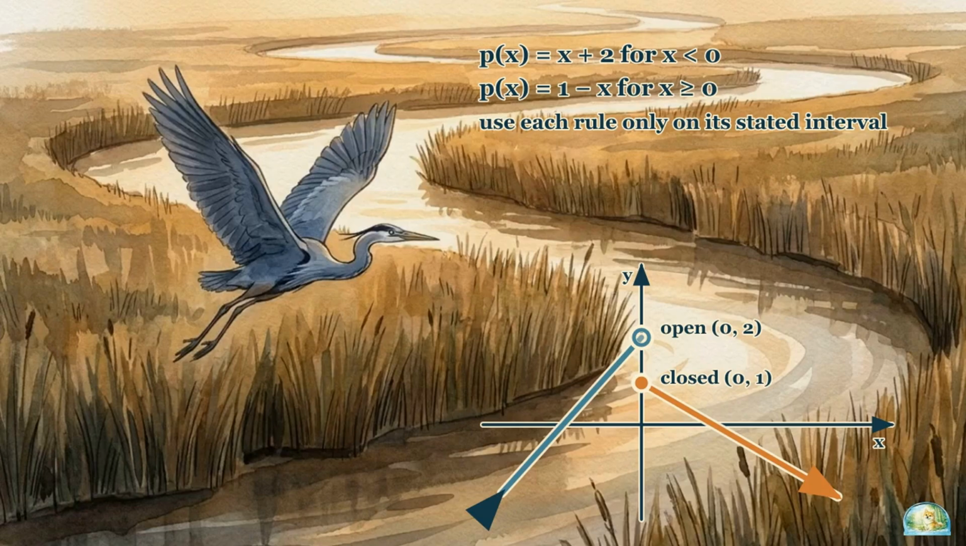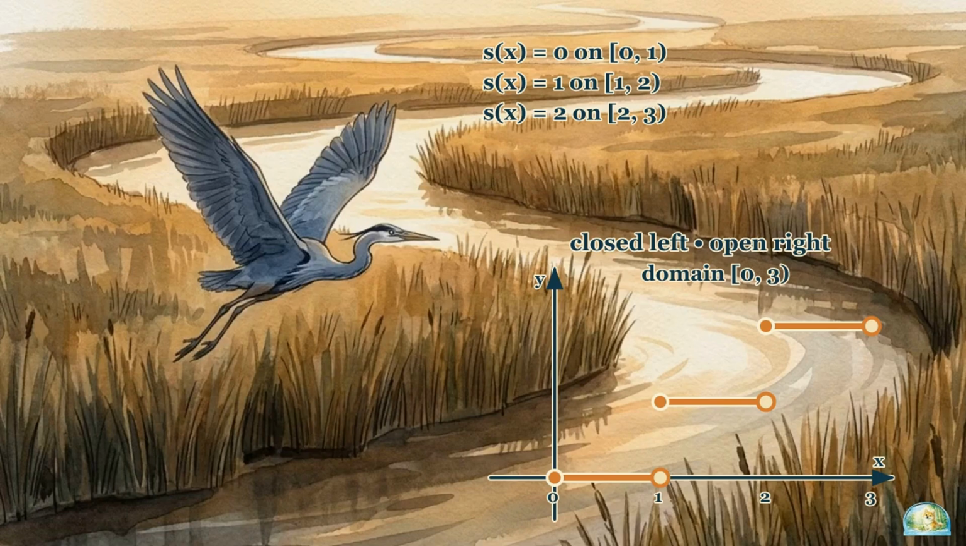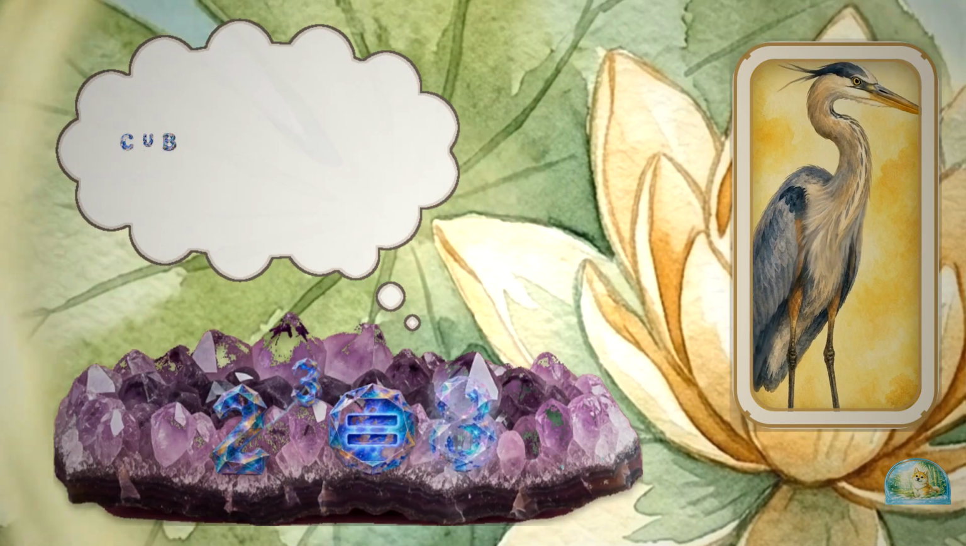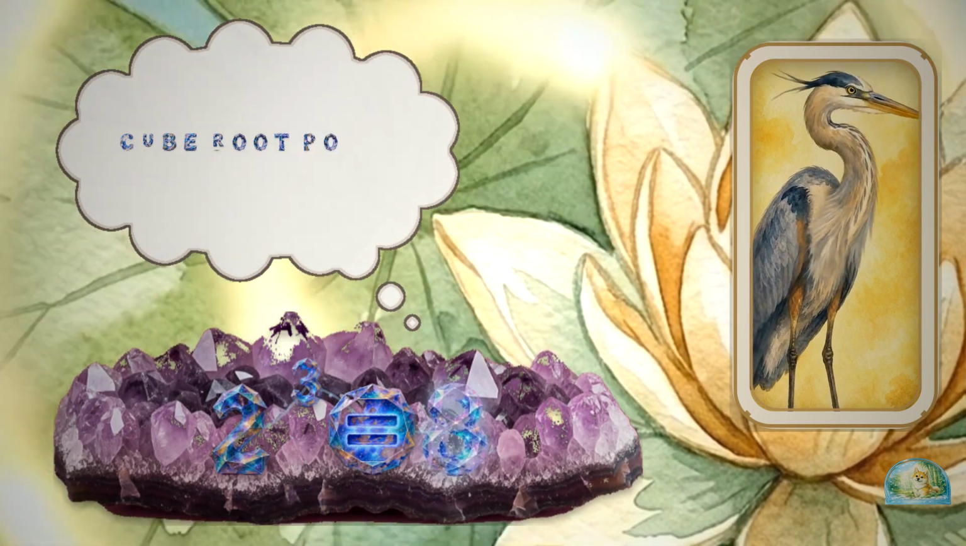Now add the missing piecewise and step cases. For p of x, graph x plus 2 when x is less than 0, with an open circle at 0, 2. Graph 1 minus x when x is at least 0, with a closed circle at 0, 1. For s of x, graph 0 on closed 0, 1 open, 1 on closed 1, 2 open, and 2 on closed 2, 3 open. Every step is closed left and open right. Because 2 cubed is 8, 8, 2 lies on the cube root graph.